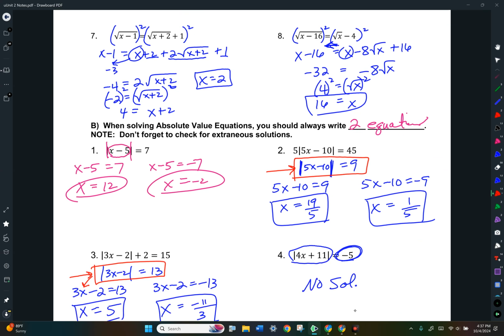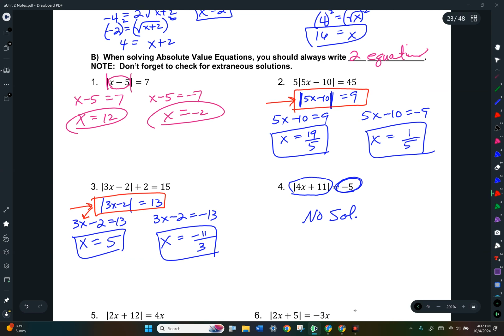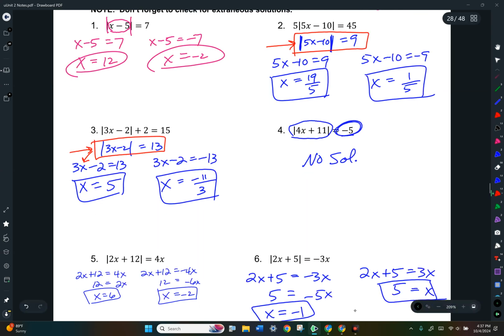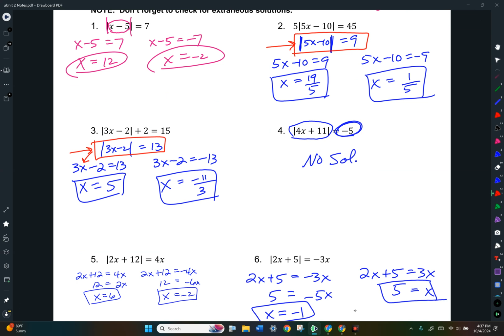And technically, the same is true on absolute value, that you should have to check for extraneous solutions. But here's your helpful hint on these. Again, what you should do is plug it in and see if it actually works, just to show you what I mean on this one. On number 3, let's say I'm going to check x equals 5. If you put a 5 in place of x, everywhere you see an x, you would have the absolute value of 15 minus 2 plus 2 equals 15. Is that a true statement? Is the absolute value of 13 plus 2 equal to 15? Well, yeah, it is. It works.